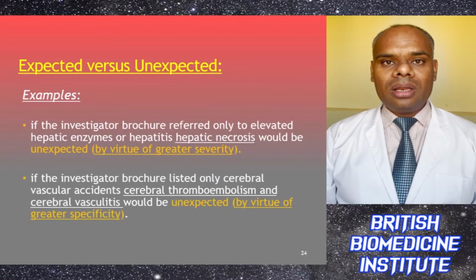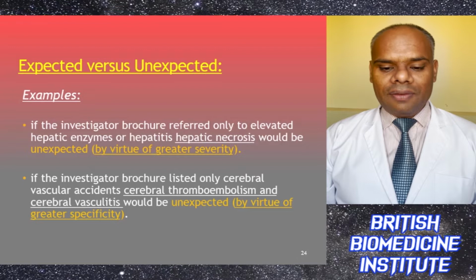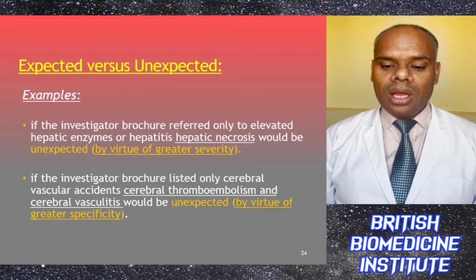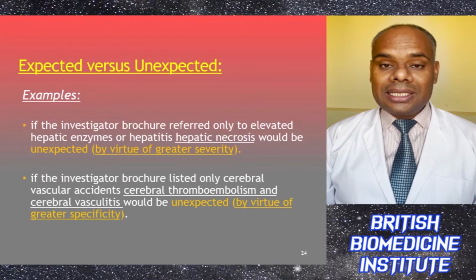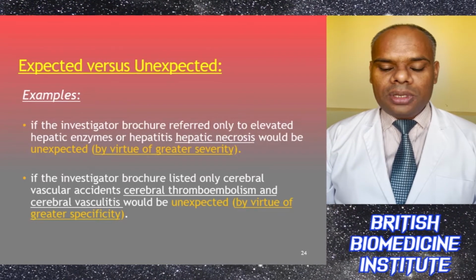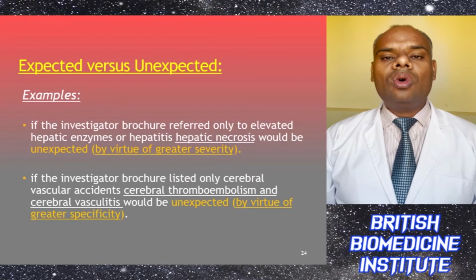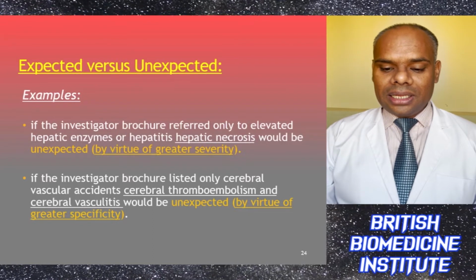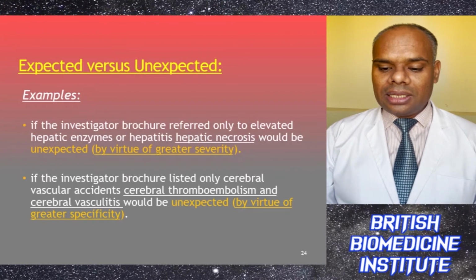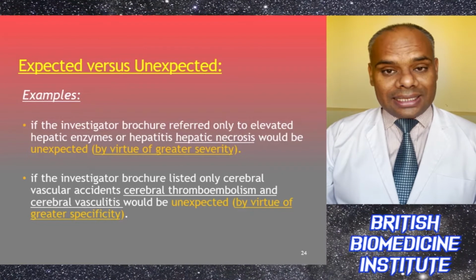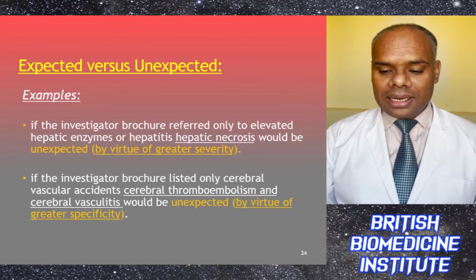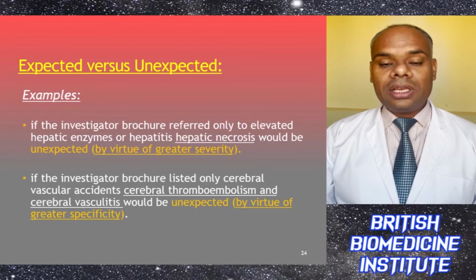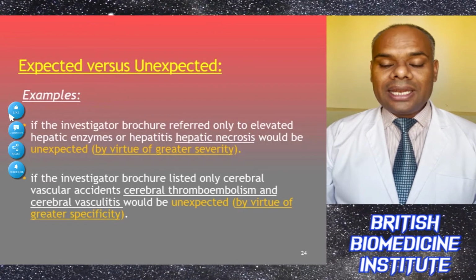So the examples are, if the investigator brochure referred only to elevated hepatic enzymes, hepatic necrosis would be unexpected by virtue of greater severity. And if the investigator brochure listed cerebral vascular accident, cerebral thromboembolism and cerebral vasculitis would be unexpected, or we can say by virtue of greater specificity.